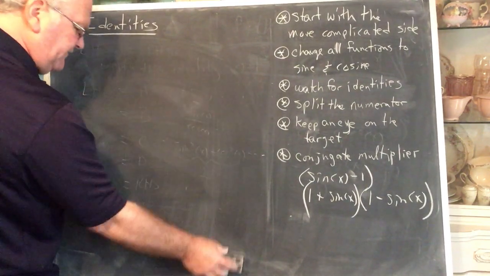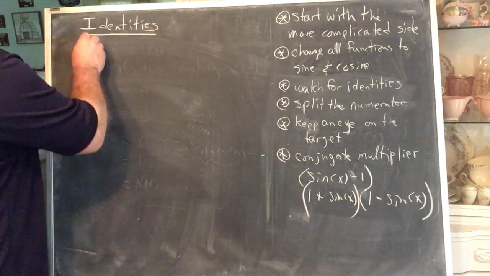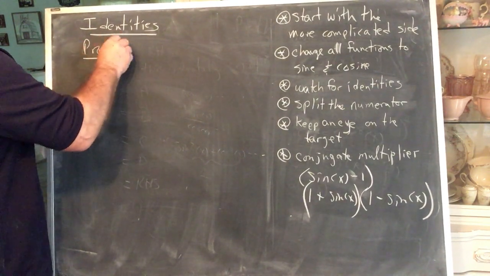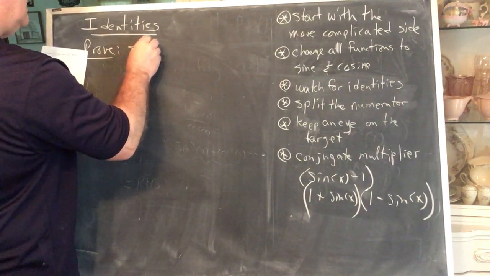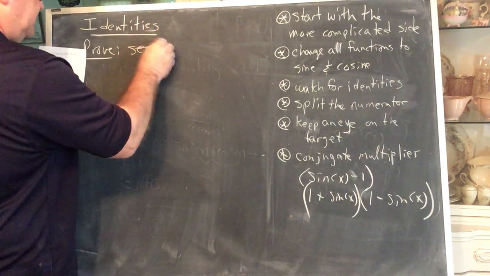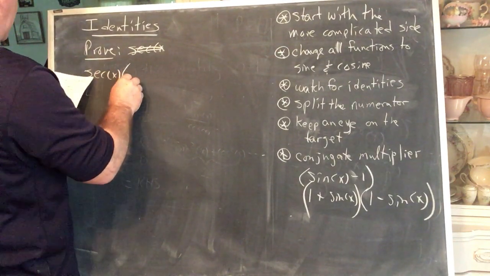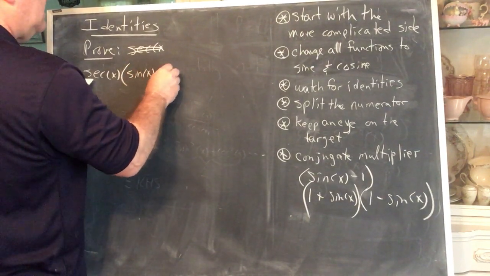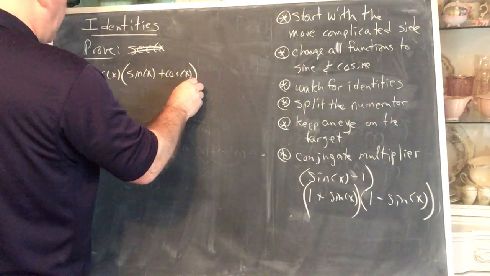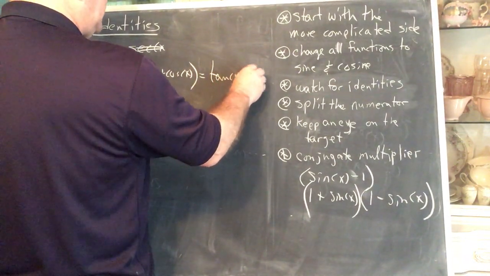So, let's look at a specific case now. We're going to prove this. Our statement is this. Secant of x times sine of x plus cosine of x is equal to tangent of x plus 1.